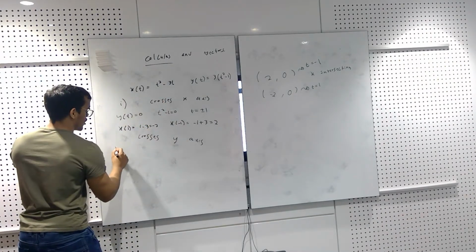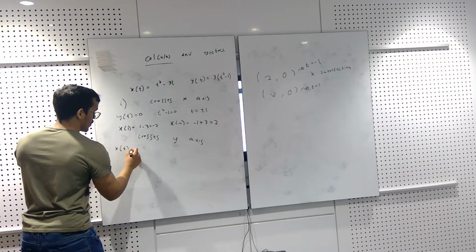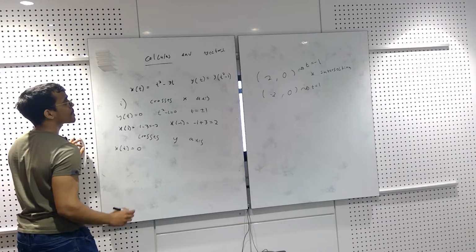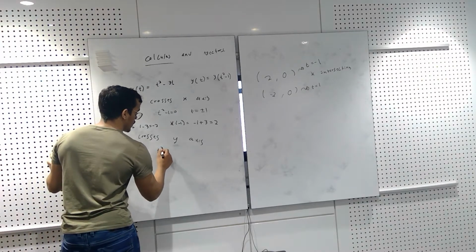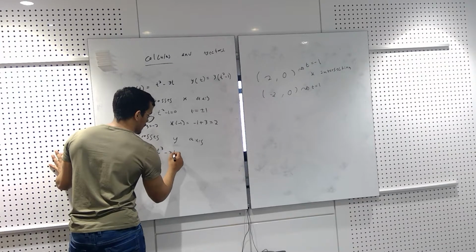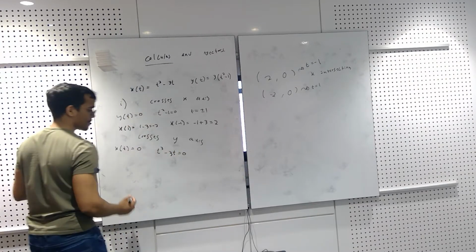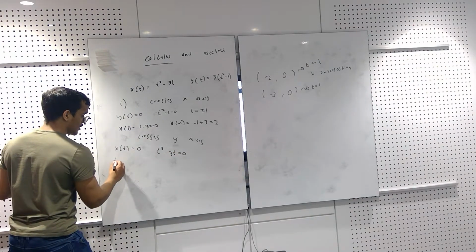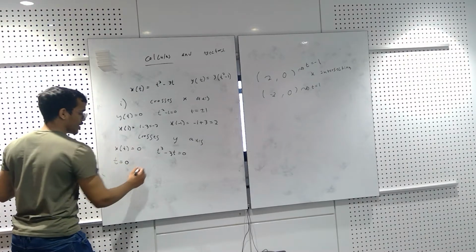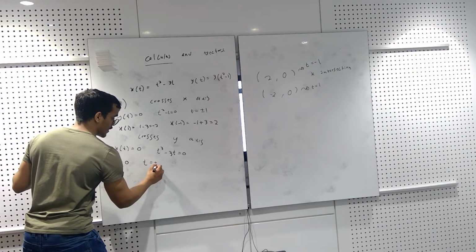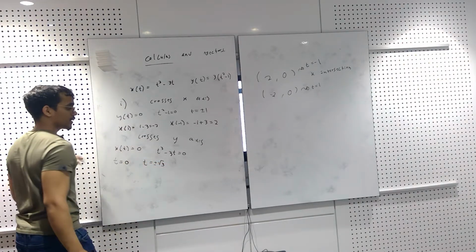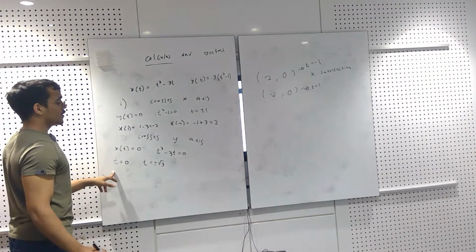And for the y axis, again easy. You have x of t, you put it equal to 0. This means t cubed minus 3t is equal to 0. Solve this equation. You find t is equal to 0, or t is equal to plus or minus the square root of 3.